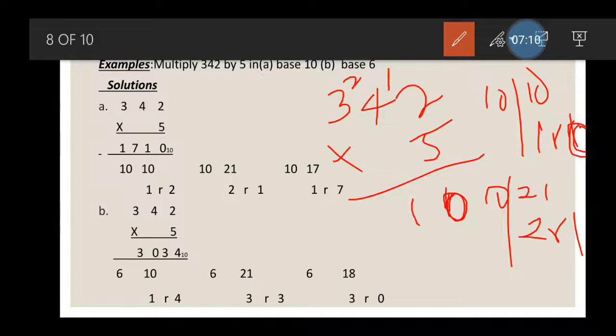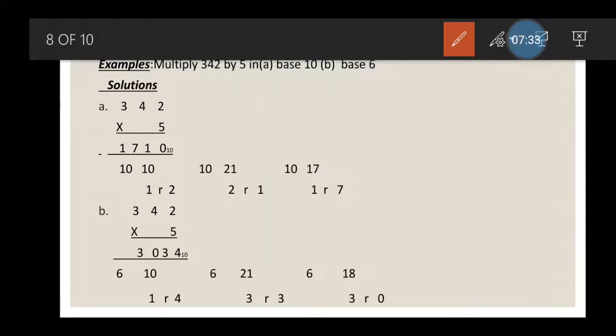17 divided by 10 here. 10 in 17 is 1, remainder what? 7. So the 7 comes here, and that one, since it's the last one, you put it here. So that's what we give you: 1710 base what? 10. I hope that is clear.